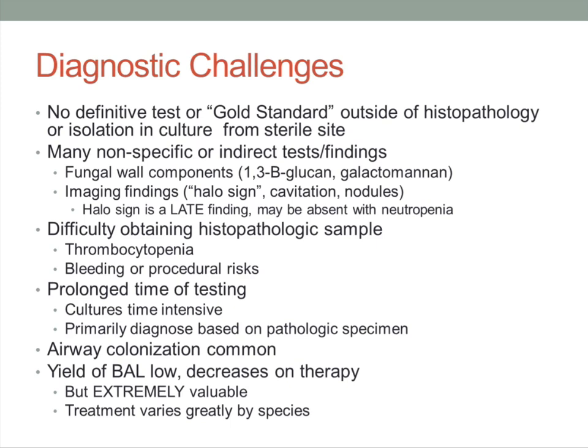It can be difficult to actually get a sample. A lot of these patients are thrombocytopenic, they're bleeding, they're on oxygen at high levels, and it's difficult to do a bronchoscopy. And that can be a challenge in making a diagnosis. And then once you've even obtained a sample, these cultures are very time intensive. It can take several weeks to grow a fungal organism.